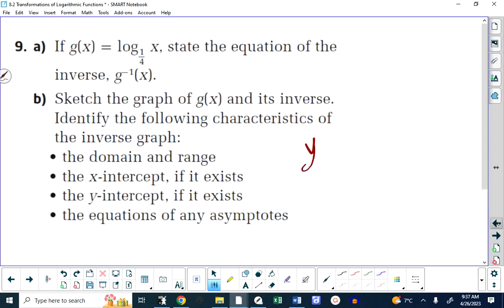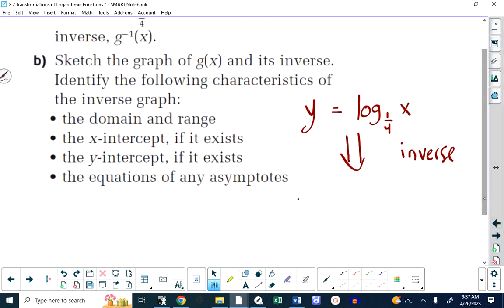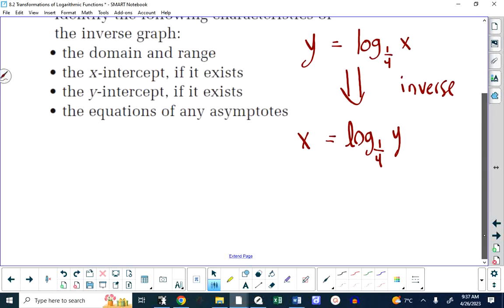Well, if we start off with y equals log base 1/4 of x, and we want the inverse, it is going to be found by swapping x and y. Right? That's what we do. But the issue here is we don't want any function in terms of graphs and equations written as x equals. We want it written as y equals. So how can we write this as y equals? Well, we can change from logarithmic to exponential form.